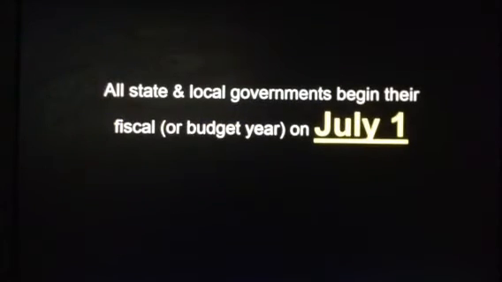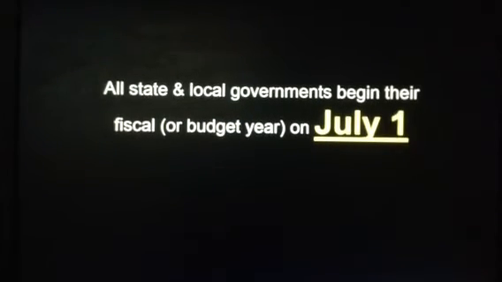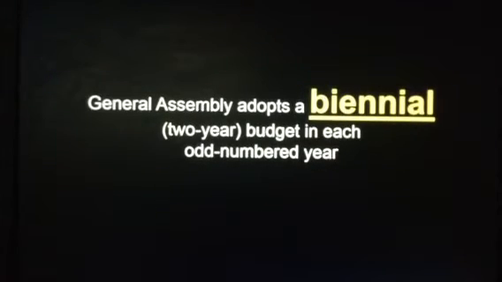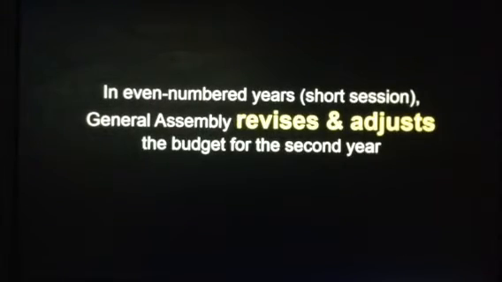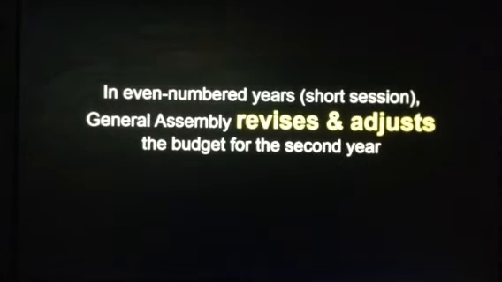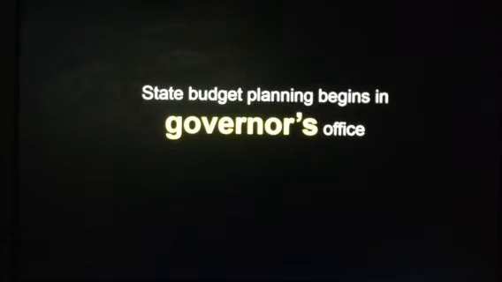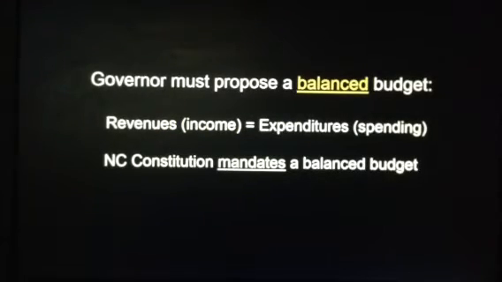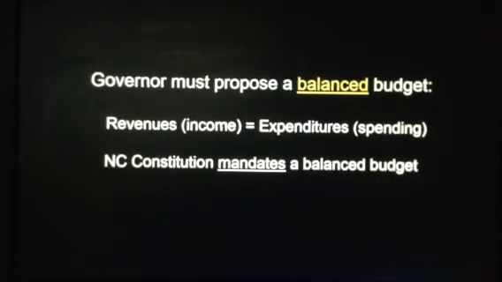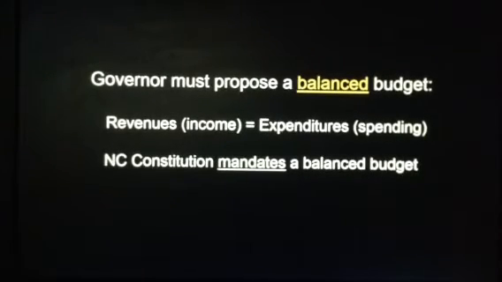State budget. All state and local governments begin their fiscal year on July 1st. The General Assembly adopts a biennial budget. That's a 2-year budget. It's biennial. In even-numbered years, the short session, the budget is revised and adjusted. The state budget planning begins in the governor's office. The governor must propose a balanced budget according to North Carolina Constitution. This is when revenues or income equals expenditures, spending. North Carolina Constitution mandates a balanced budget.